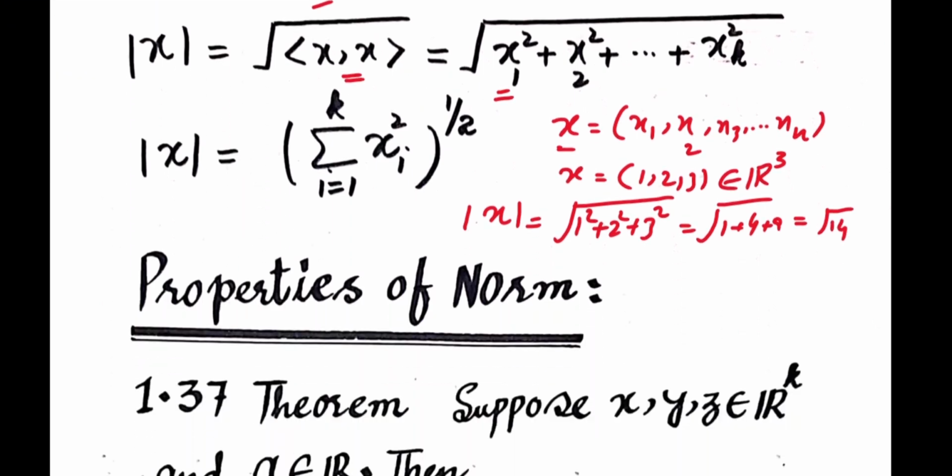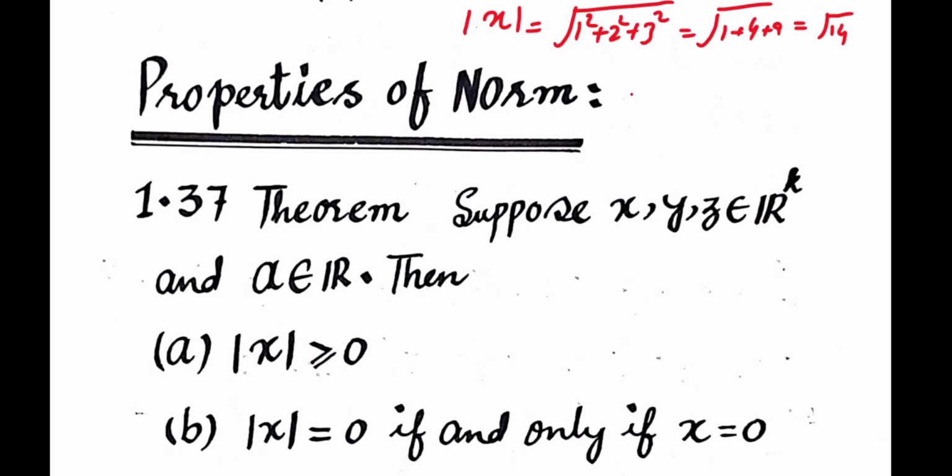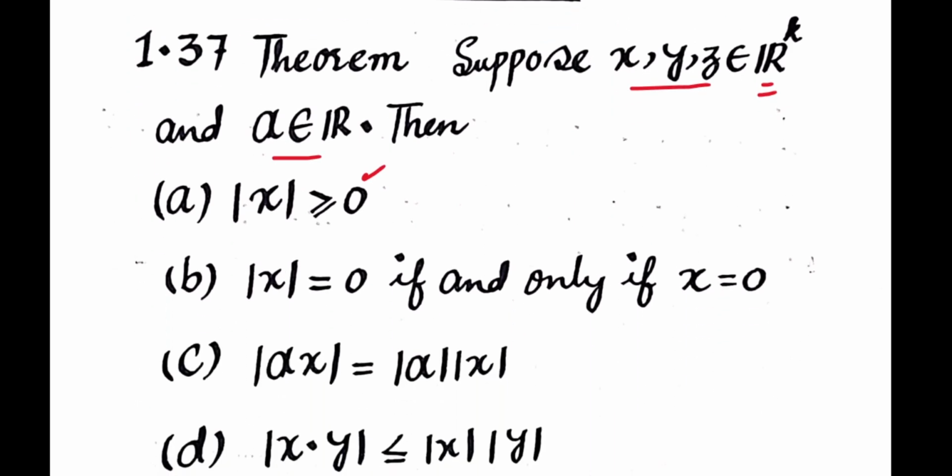Next, we define some important properties of norm. Suppose x, y, z are three vectors in Rk and alpha is a real number. Then the first property says that the norm of x is always greater than or equal to 0. That is, the norm cannot be negative because it is a magnitude, and magnitude cannot be negative. The norm is equal to 0 if and only if the vector itself is 0.